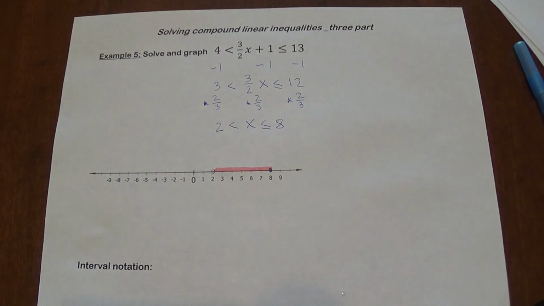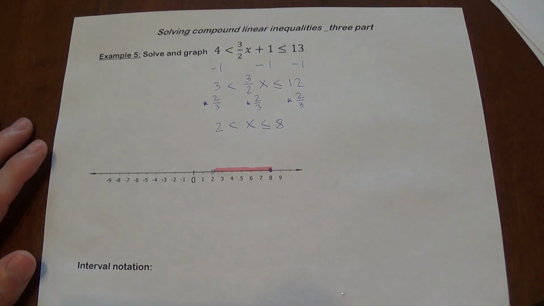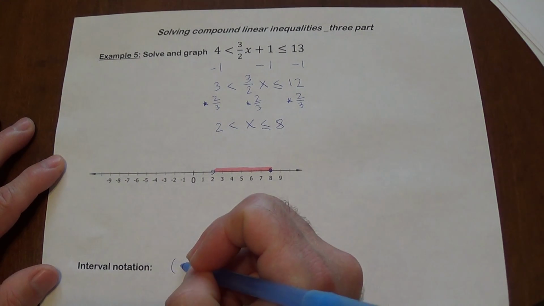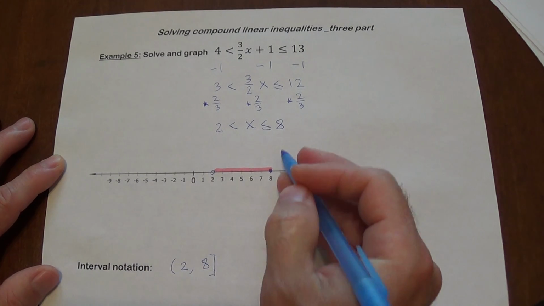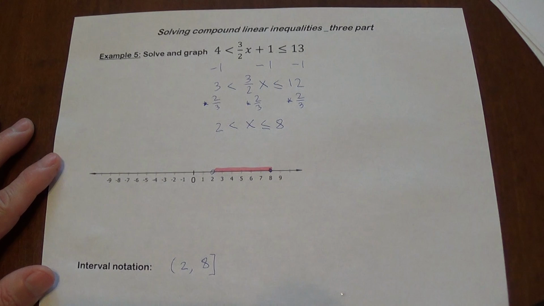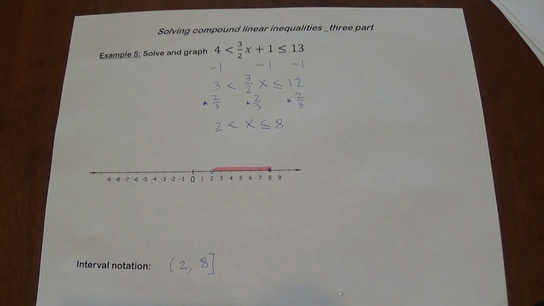And that's our graph. And using interval notation, we can see that it's going to be from 2 to 8. This one's going to be closed because of the sign. Okay, that's how it's done. I hope this helps. See you next time.